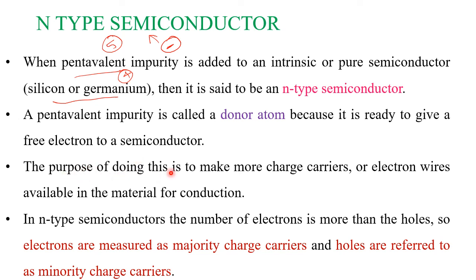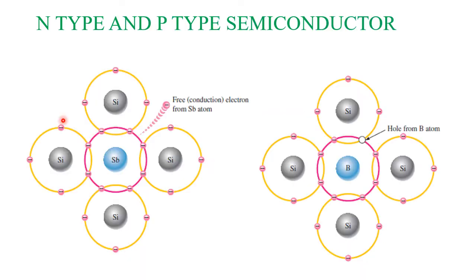The purpose of doing this is to make more charge carriers or electrons available in the material for conduction. That is the purpose of adding the pentavalent impurity. If you add a pentavalent impurity, the number of electrons will be more, and it can conduct very well. All right. So in an N-type semiconductor, the number of electrons is more than the holes. So electrons are considered the majority charge carriers, and the holes are referred to as the minority charge carriers, because they are fewer.